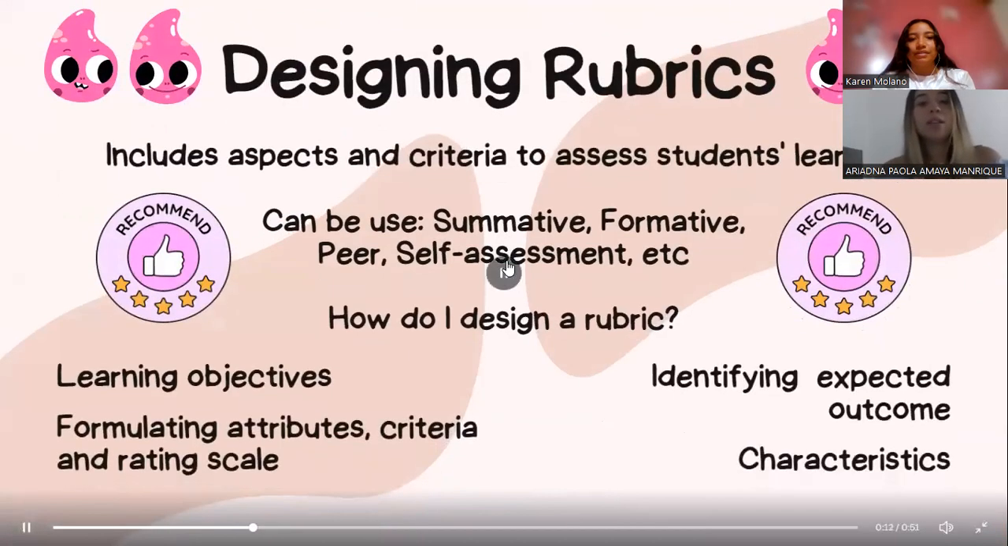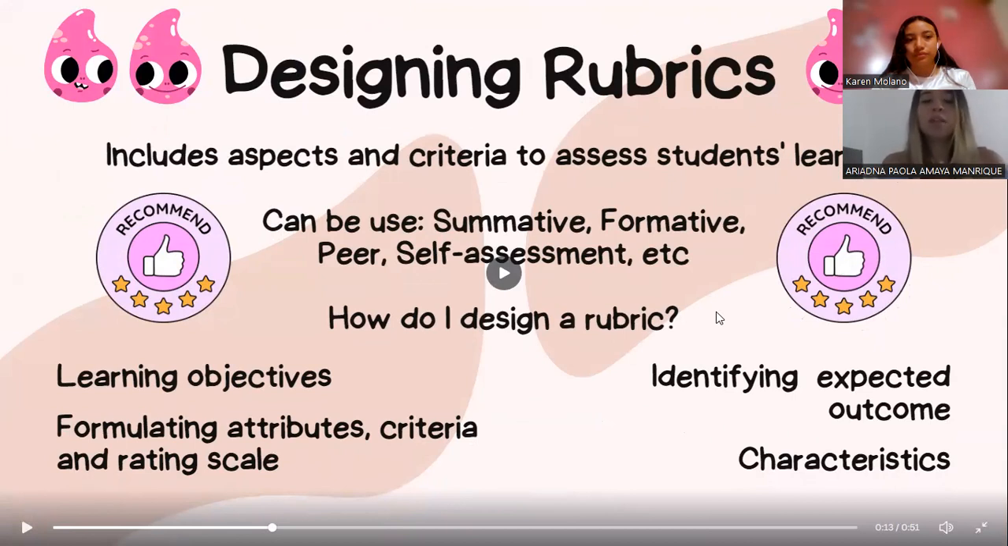Okay, hello guys. So now we are here at my topic, which is designing rubrics. So I'm going to provide you some characteristics that you need to include to design a good rubric. Take into account that this is very important because, as Karen mentioned before, the rubric helps us as teachers to evaluate our students in an objective way.